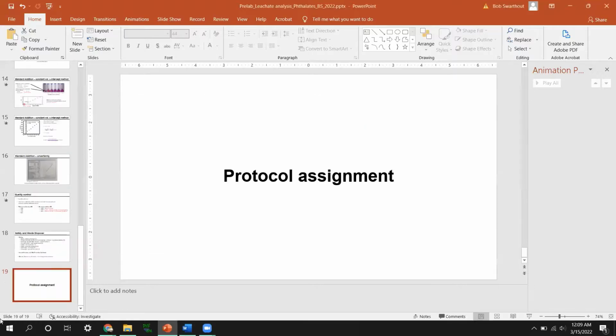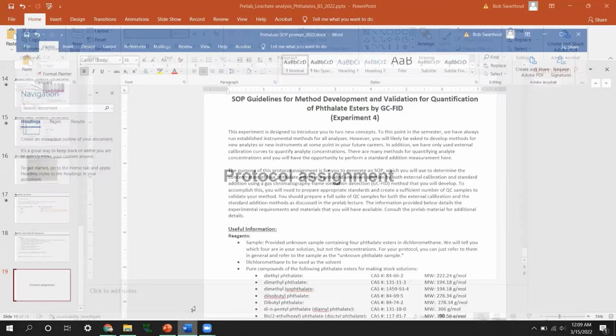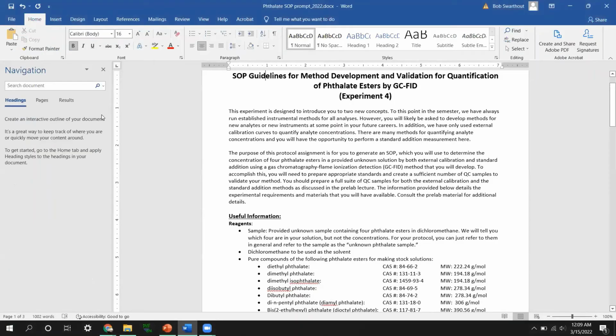All right, lastly, your next assignment coming up is to write a protocol for this experiment. And we're not asking you to write the protocol for your method development necessarily. What we're asking you to do is write the protocol for your preparation of your standards as well as your QC samples. So let me just pull up that document quickly.